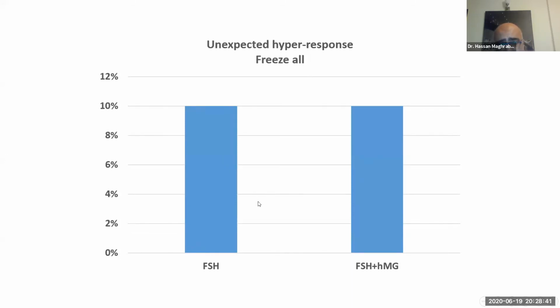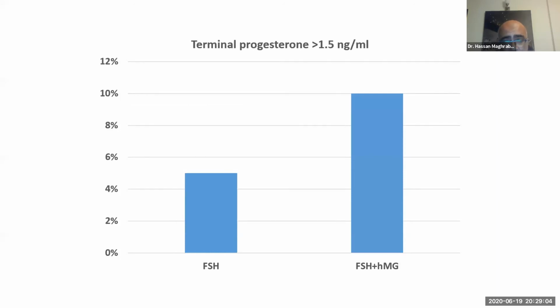Unexpected hyper response was found in 10% in the FSH only group and in 10% of the FSH and HMG group, and none of these had more than mild to moderate hyperstimulation. So none of them were admitted. Hyper response was defined as more than 20 oocytes collected at the time of retrieval. Terminal progesterone more than 1.5 was found in 10% in the combined group, and in 5% in the FSH only group.